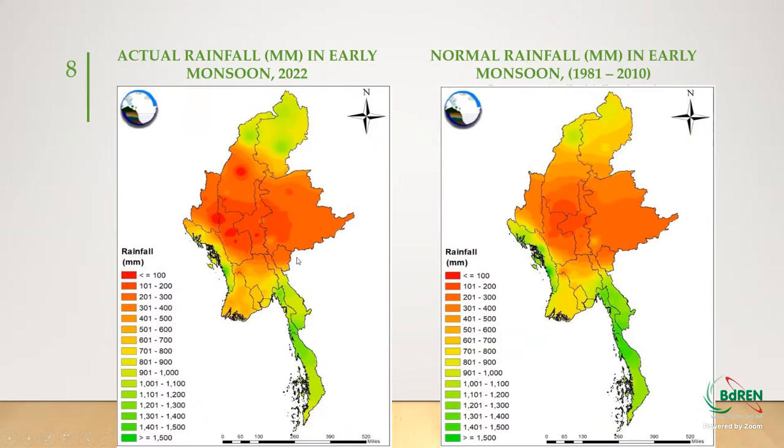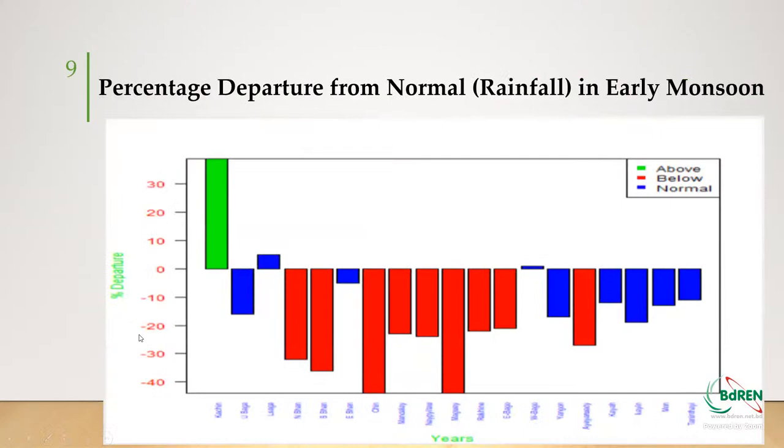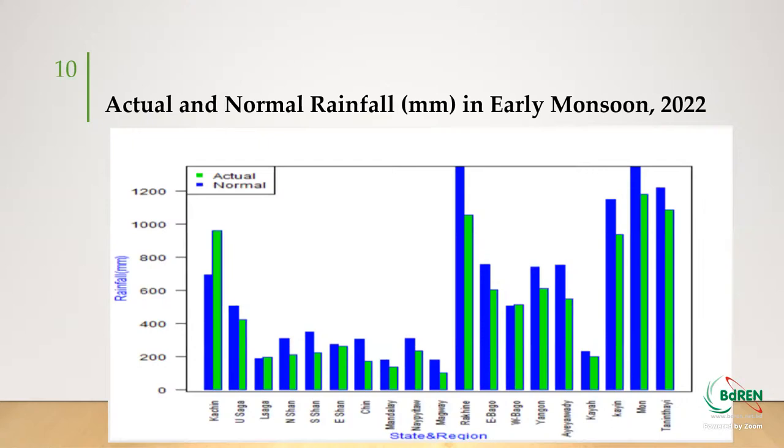So here we can see clearly, this plot shows the red color bar is below normal and the green color bar is above normal. In the previous slide, I mentioned the northern part of Myanmar, Kachin state. We observed above normal rainfall in only one state, but in the remaining regions and states, we observed below normal rainfall in the early monsoon season, especially in the central Myanmar area, we call the dry zone. Here, it just compares the actual and normal rainfall in the early monsoon season.